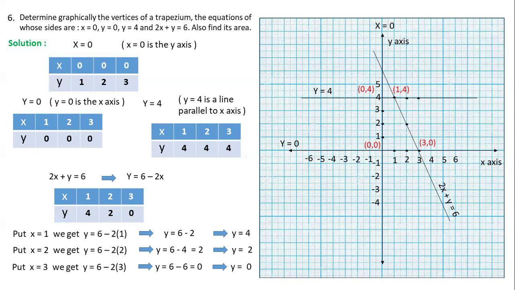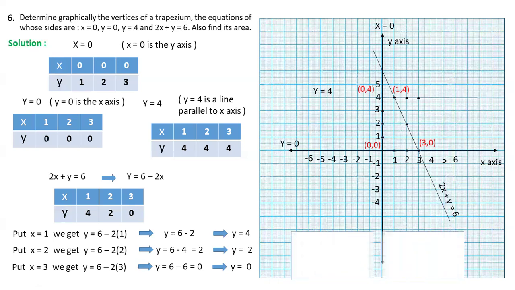Clear? Also find its area. What is the area? How do you find it? Area of a trapezium is given by half into the sum of the lengths of the parallel sides into height. These are the two parallel sides. What is this length and what is this length? You have to add the two lengths.